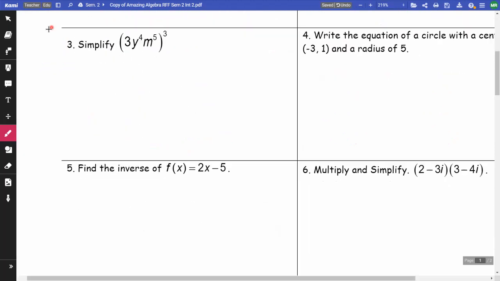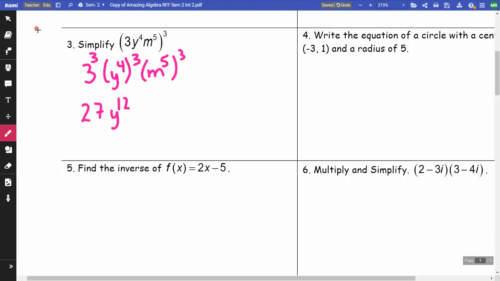On number 3, this is using laws of exponents. So everything in that parenthesis, since it is a monomial, single term, is being raised to the power 3. So 3 to the 3rd, and then my y to the 4th is being raised to the power 3, and my m to the 5th is being raised to the power 3. And so 3 to the 3rd is 27. When I have power to power, I multiply. So I'm going to get y to the 12th, m to the 15th, and that's your answer.